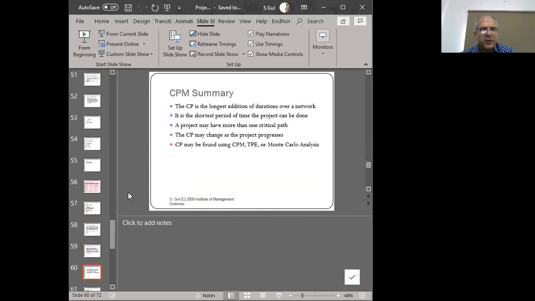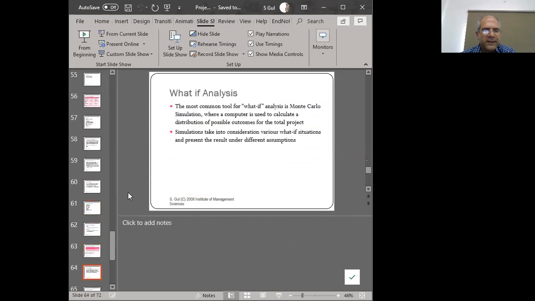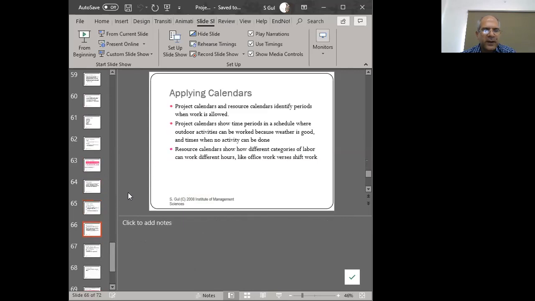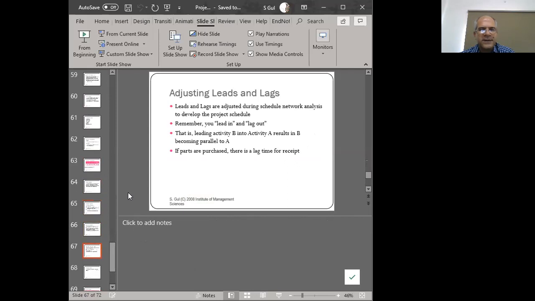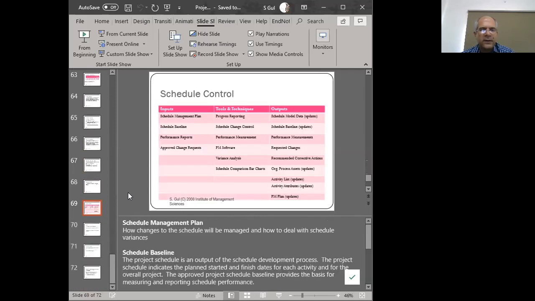So once we've got the project done, I'm skipping these because we've already done these. Once we've applied our calendars, lead lags, etc., we get our Gantt chart and we get our project's duration in working days. Right? So the next step is then to put into motion this idea of control.